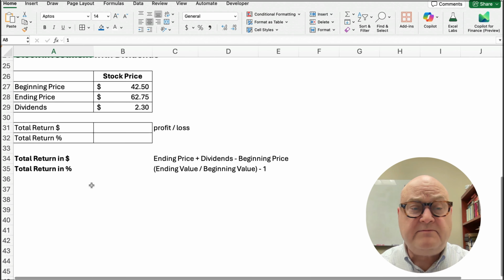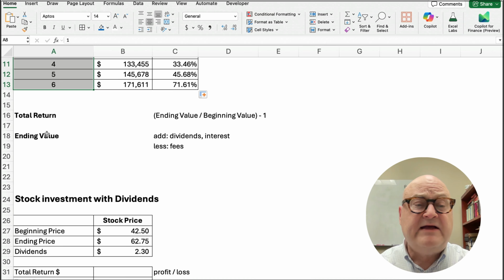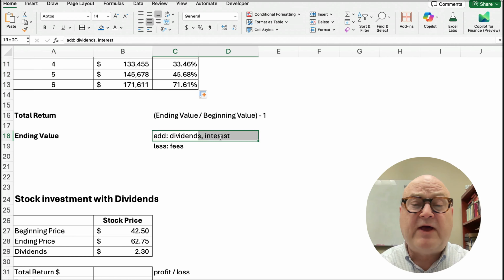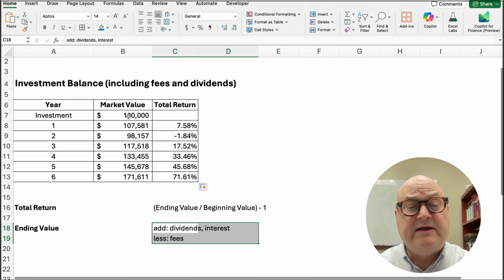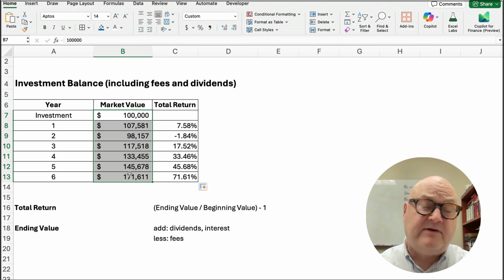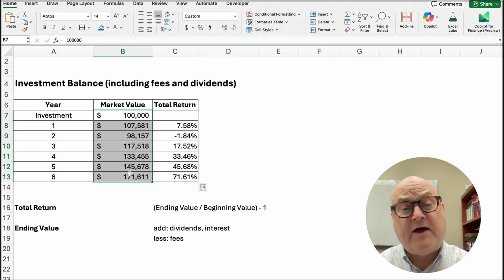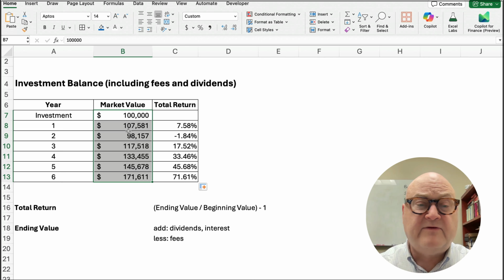Well, one thing we want to talk about is the ending value here. Make sure you add the interest and dividends and subtract out any fees. So I'm assuming here that this balance includes all the interest and dividends included as pluses and all the fees that came out as minuses. And so therefore the final value is going to be the total return, including interest, dividends, fees, so on.